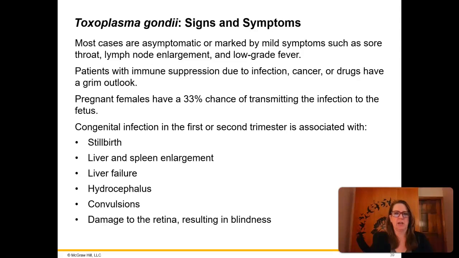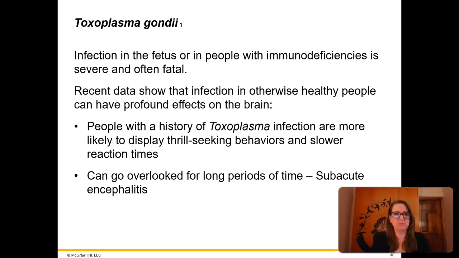Okay, so if you do have symptoms, they're generally mild. You might not even know that you have toxoplasma. You might just think it's a cold or something else. Moving down, pregnant females have a 33% chance of transmitting the infection to the fetus. And if your fetus contracts that in the first or second trimester, not so good. Stillbirth, liver and spleen enlargement, liver failure, hydrocephalus, or the enlarging of the head, convulsions, and can result in blindness of your fetus.